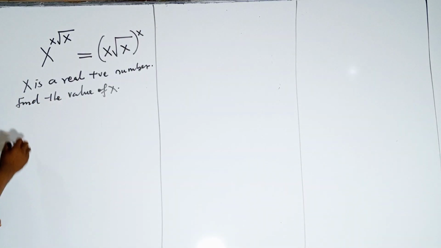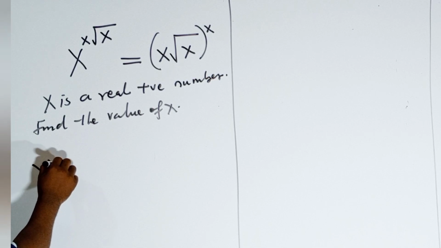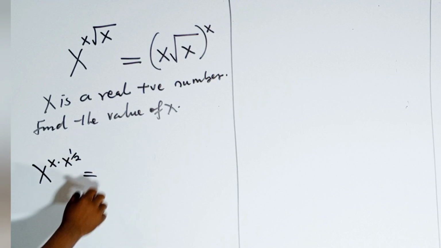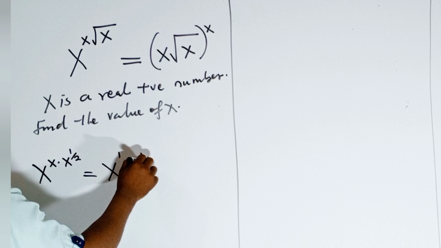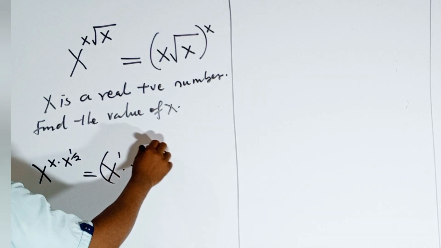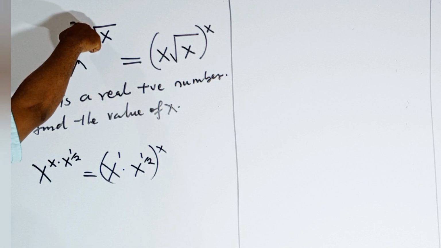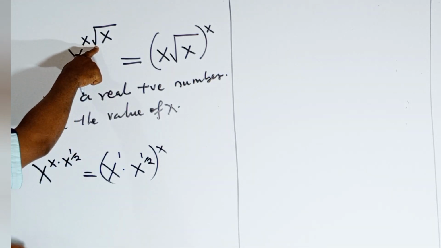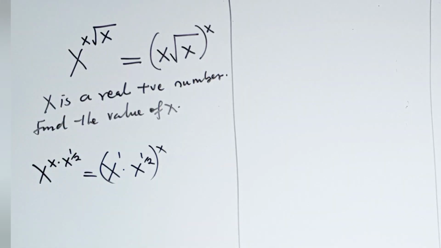This is x raised to power x times x raised to power 1 over 2 is equal to x raised to power 1 times x raised to power 1 over 2, all raised to power x. This is x times root x, and root x is the same as x raised to power 1 over 2. So instead of writing root x, I'll write x raised to power 1 over 2.